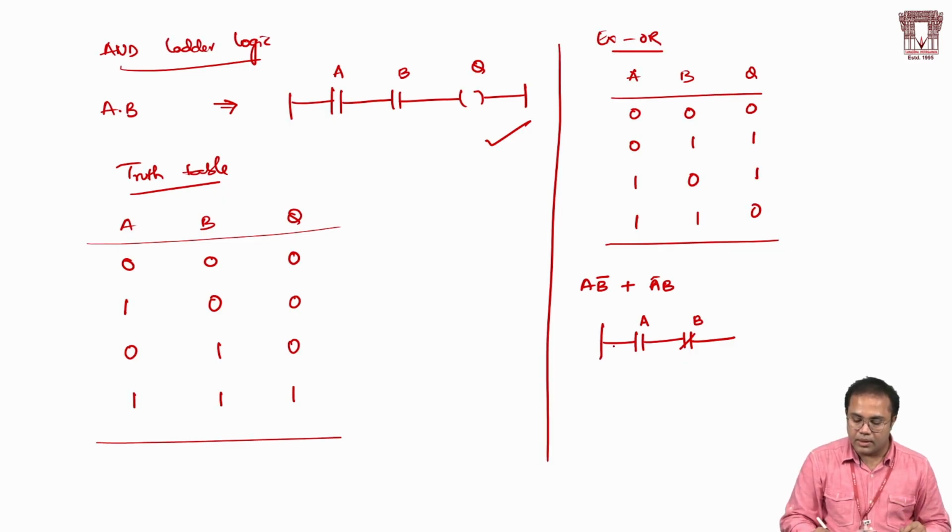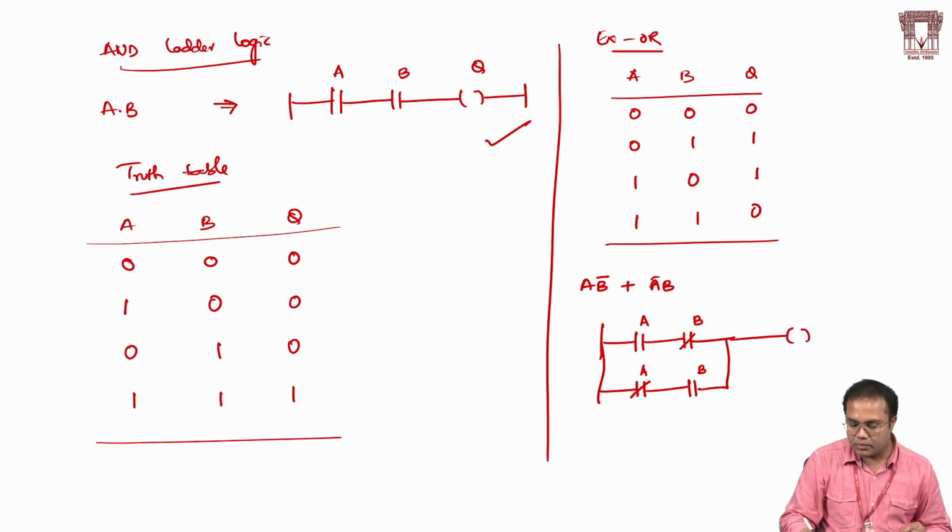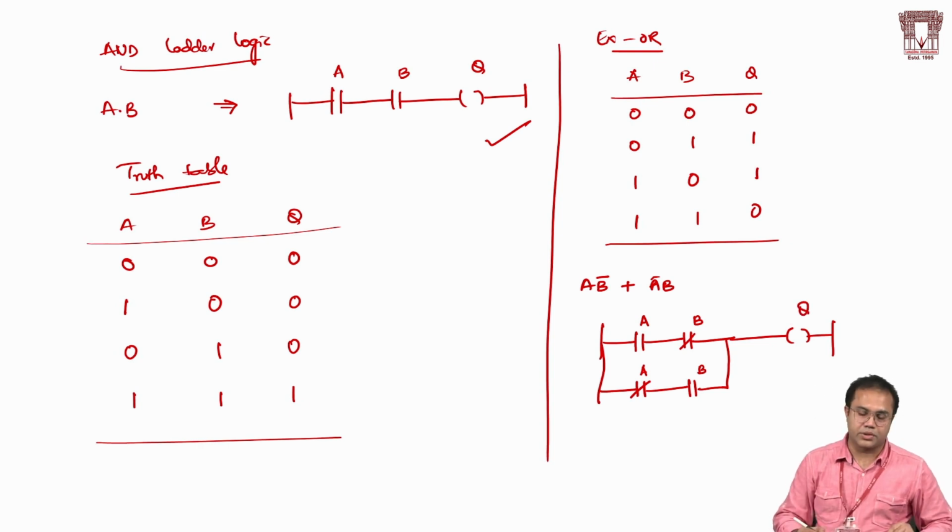Got it? Now plus operation means parallel for A bar. So normally closed in series with B, B normally open. Clear? So again, this is A and this is B. A in its complement form. Remember that. Followed by output. Understood? Now let's verify the logic.